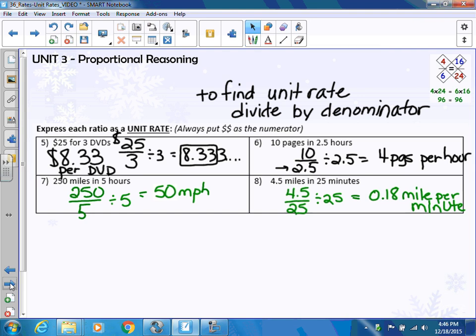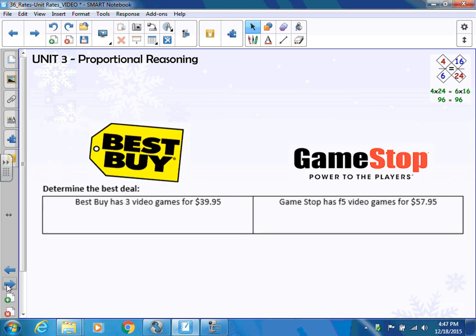So those are examples, and see how you can break down the $25 for 3 DVDs. That's less than $10 a DVD, but what if I got 3 DVDs for $15? It would be a little bit better deal. Or, you know, maybe $15 for 5 DVDs would be an even better deal. So it helps us break things down to see how fast we're going or how much we're paying and that kind of thing. The other kind of problem you're going to have to look at is determining the best deal.